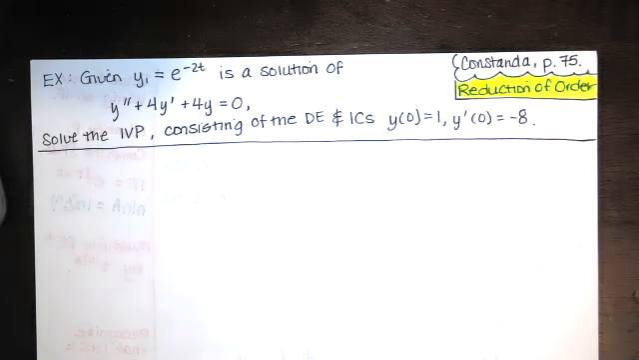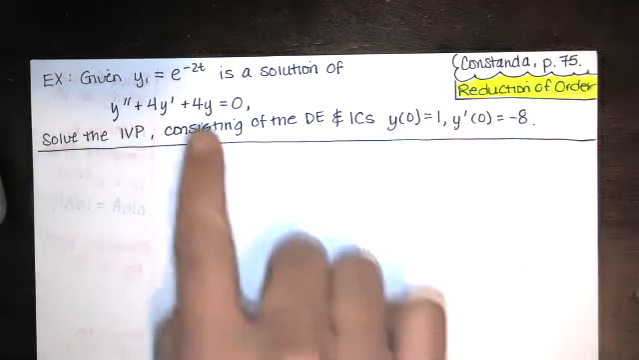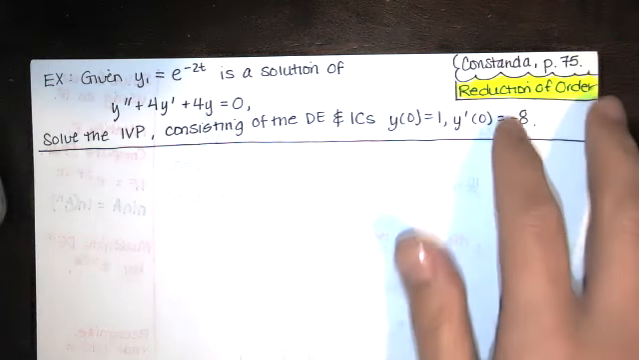In this video, we solve another problem using the method of reduction of order. This is from page 75 of the Constanda textbook. This differential equation, subject to these initial conditions, can be found in this book.